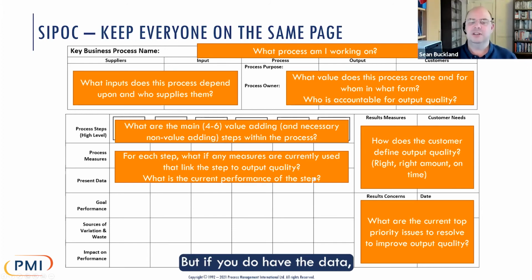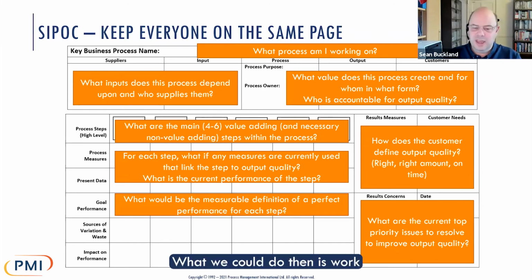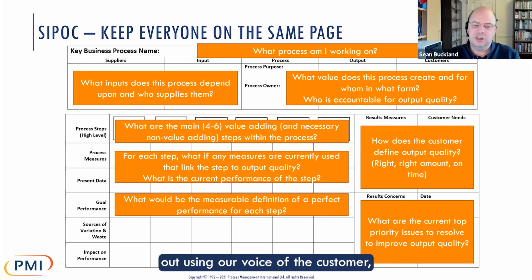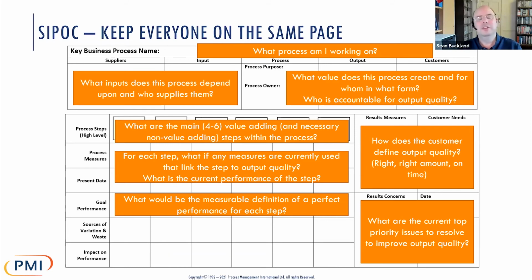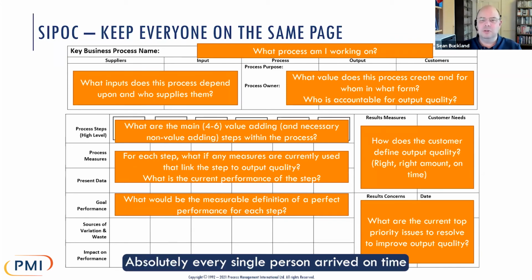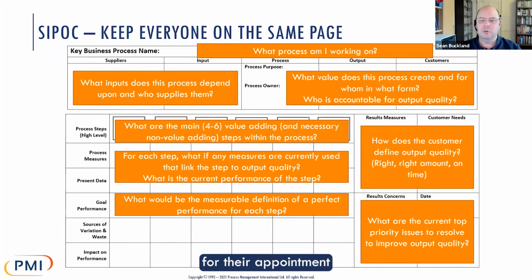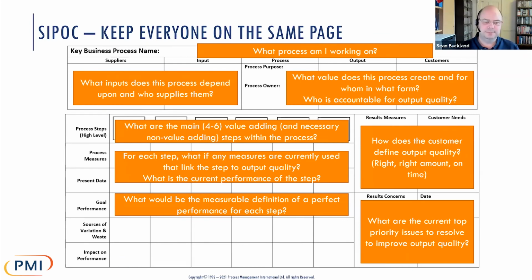But if you do have the data, or even if it's just in qualitative form from conversations, what's the current performance? What we could do then is work out, using our voice of the customer, what would be the best definition of perfect at each stage in measurable terms. So instantaneous production, for example, a cycle time of 0, that may be practically impossible, but at least we understand what perfect would look like. You know, absolutely every single person arrived on time for their appointment in the case of a delivery service or a maintenance service or something like that.